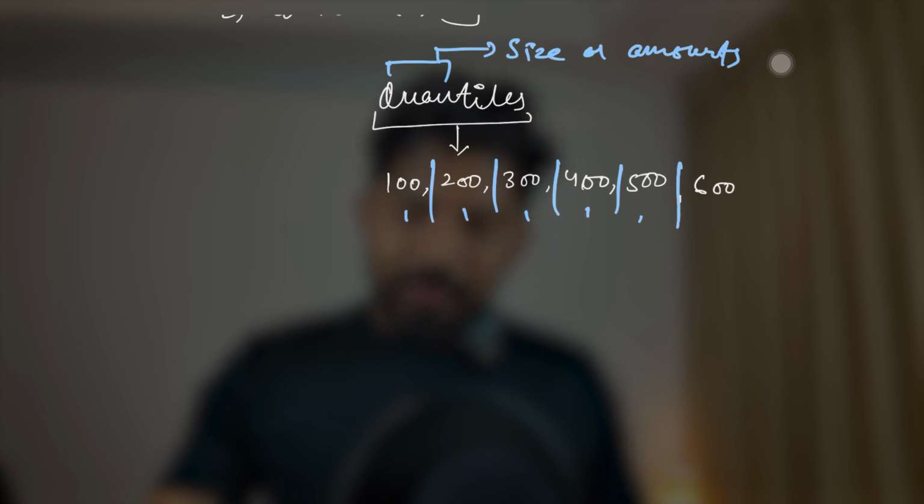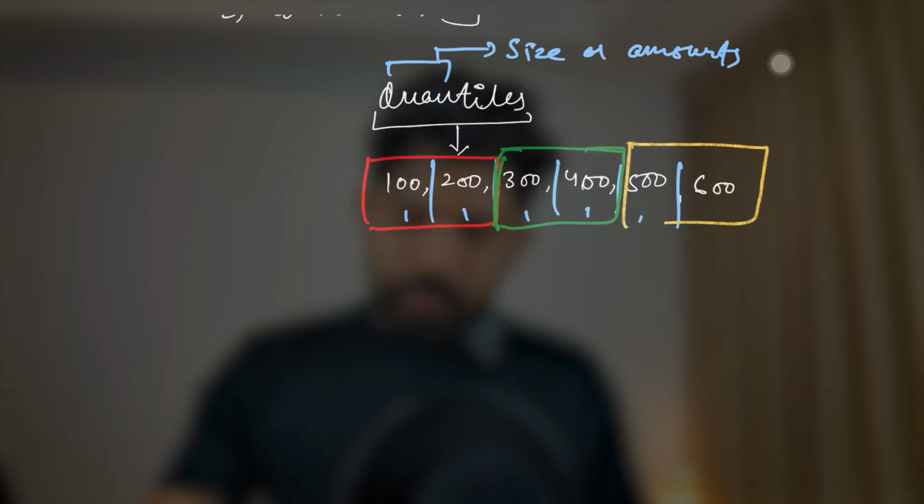If you want, you can divide this group into, let's say, 3 parts. So it will be 1 part, this will be another part, and this will be another part. So now we have 2 items in each group, right? Basically, the meaning is to divide a data set into equal size groups, and each group has an equal number of items. That is the basic meaning of quantiles.